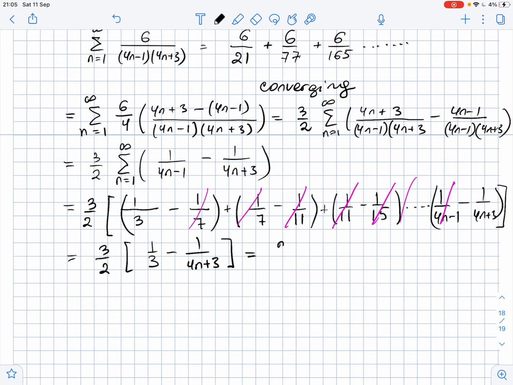Then this equals 2n over 4n plus 3. So the sum of this series is 2n over 4n plus 3.